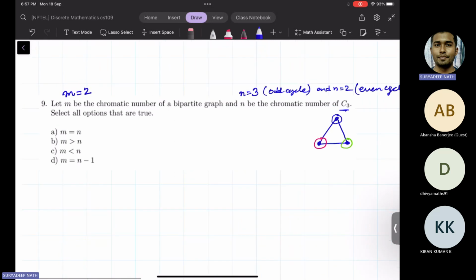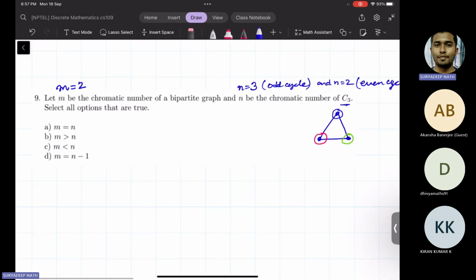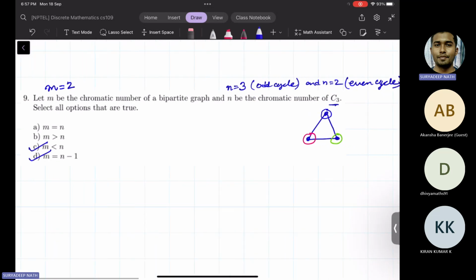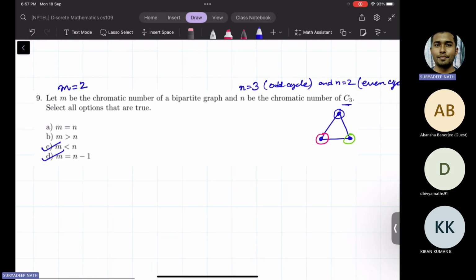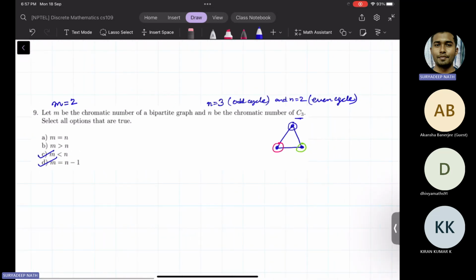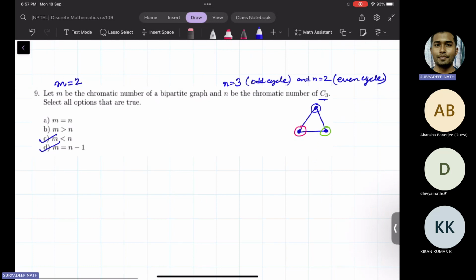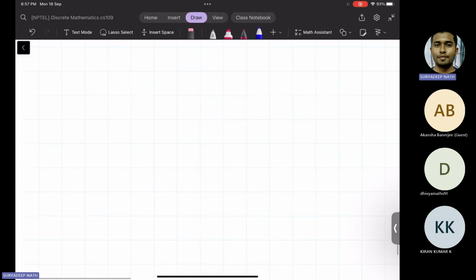So which options are correct? You see that M is less than N and M equal to N minus 1. So both of them are correct. So options C and D are the right answers for this question. This is a pretty straightforward question.